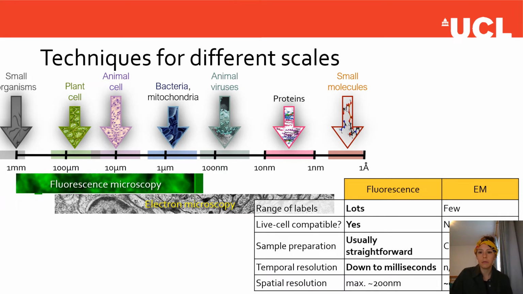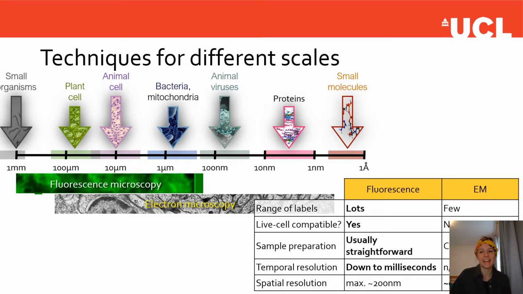Sorry, before I get onto that, we can just have a quick comparison of fluorescence and electron microscopy. So, as I said, fluorescence microscopy, we've got lots of labels, it's live cell compatible, and sample preparation is pretty straightforward. We can get really nice high temporal resolution as well. We can see dynamic processes. But electron microscopy wins out massively when it comes to spatial resolution. We've got, 1, 2, 3 orders of magnitude perhaps higher resolution with electron microscopy.